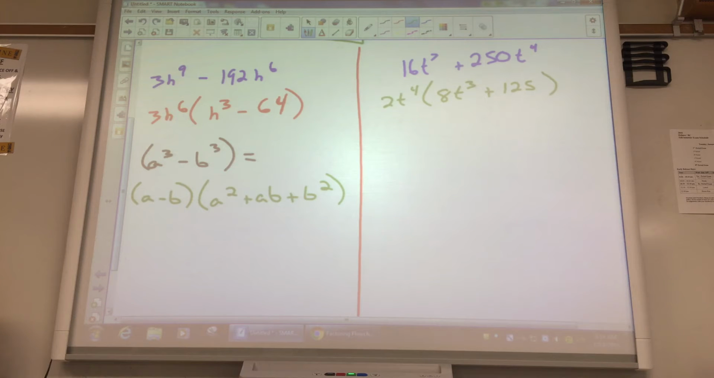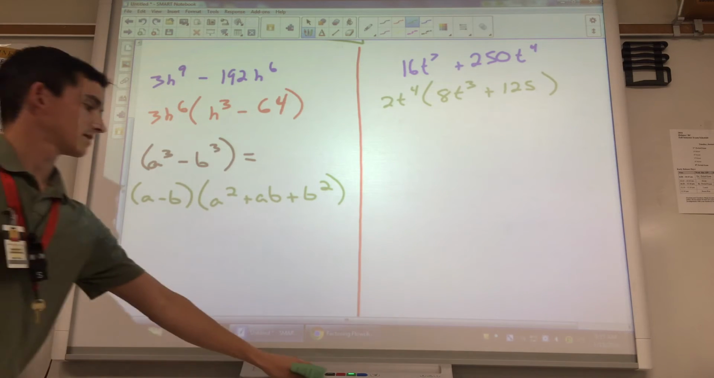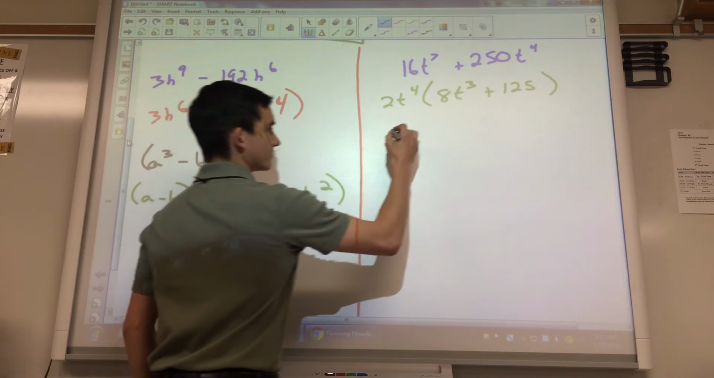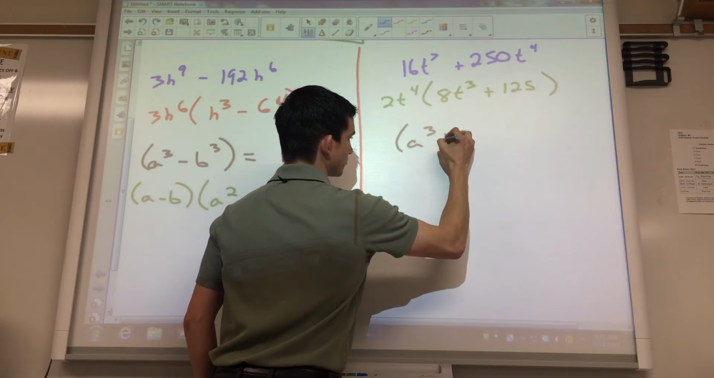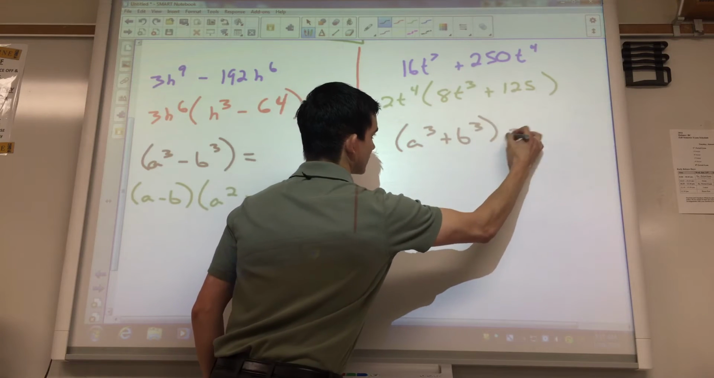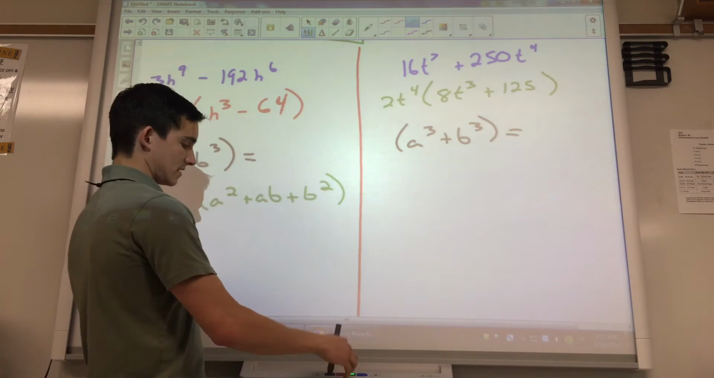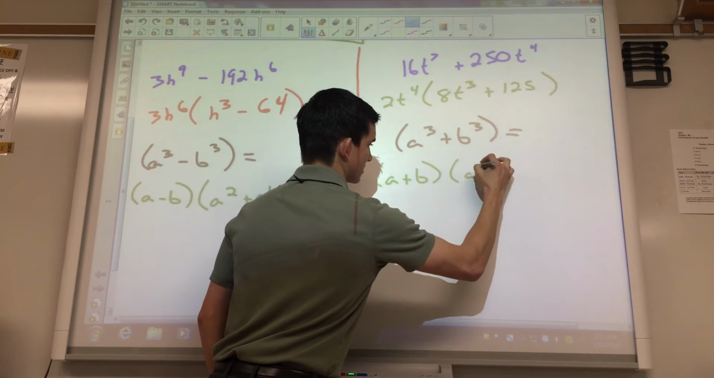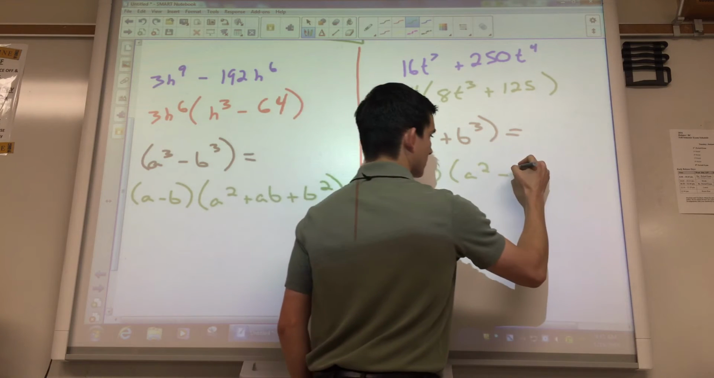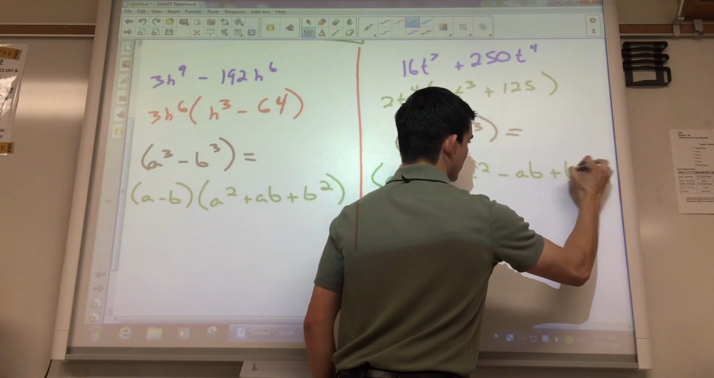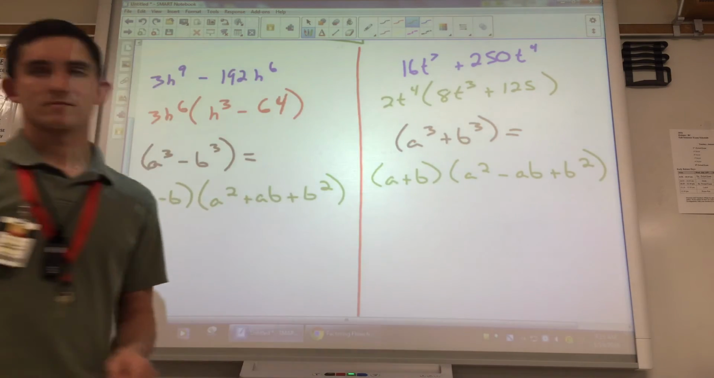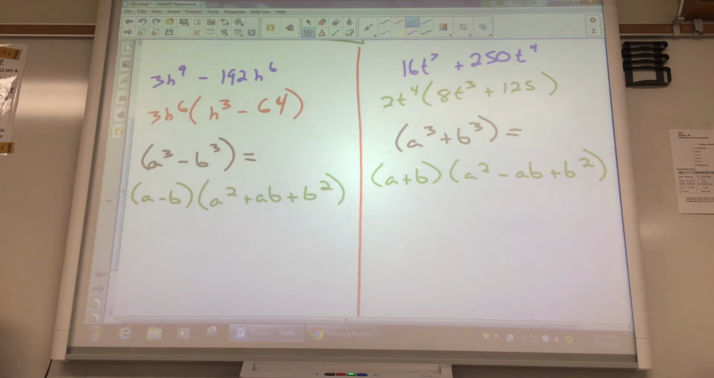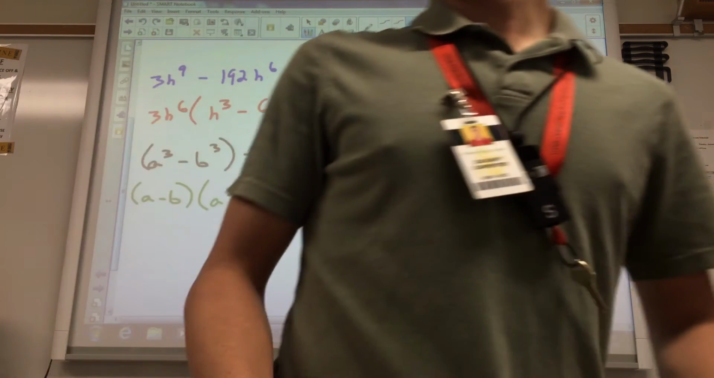These are just formulas. And then if you have a sum of cubes, you have a cubed plus b cubed. And what that equals is a plus b, a squared minus a b plus b squared. And those are your two formulas for sum and difference of cubes. Now, before I even erase this, let's talk about it real quick.